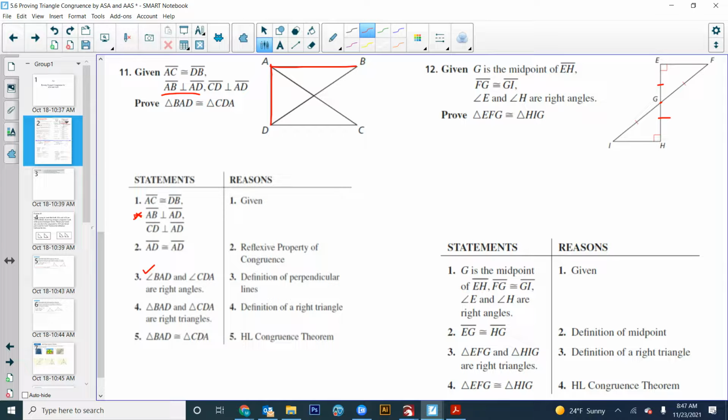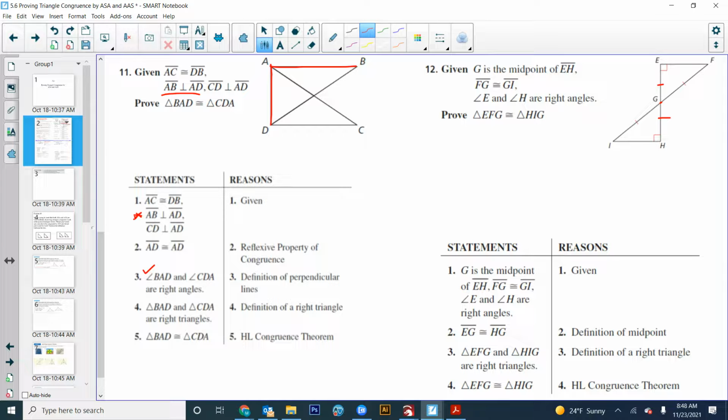Because you saw that on your last quiz. You saw that a point was a midpoint of two different segments. That's not the case here. G is the midpoint of just EH. Do you understand that? Yes.